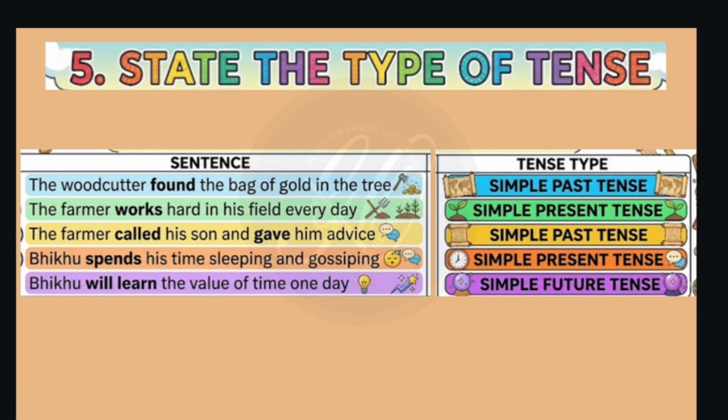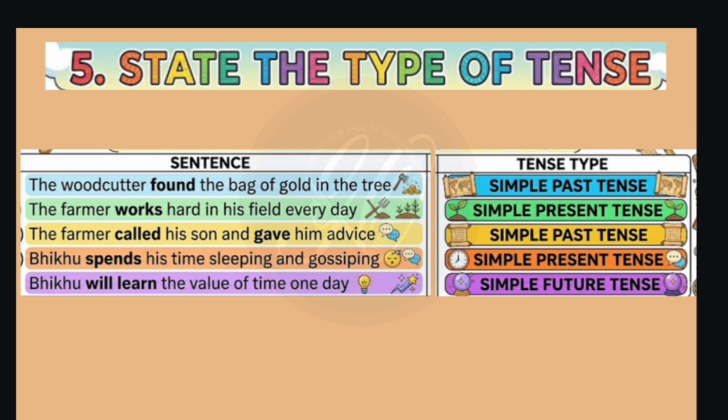So the first sentence here is, the woodcutter found the bag of gold in the tree. First of all, to identify which tense it is, we need to identify the verb in it. So here the verb is found. The verb is in second form, that is past tense. So the tense here is simple past tense. The second sentence says, the farmer works hard in his field every day. We have identified the verb here, that is works, which is in the first form or base form. So the tense here is simple present tense.